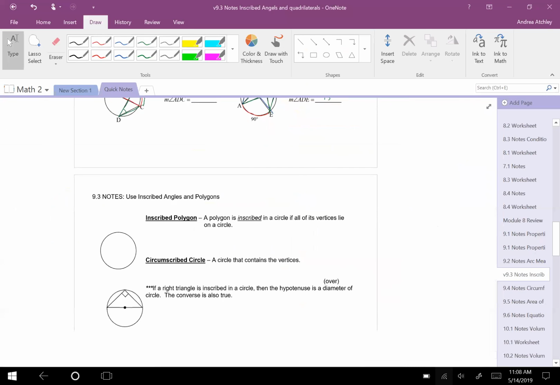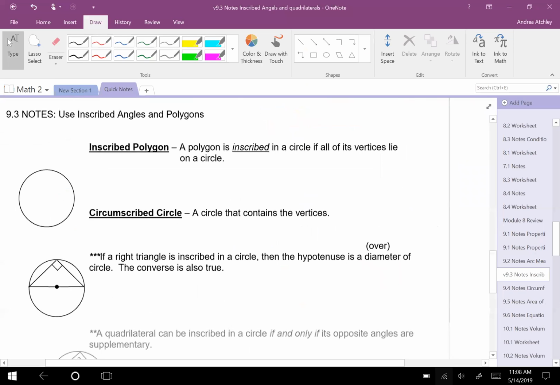Okay, on the back. An inscribed polygon. A polygon is inscribed in a circle if all of its vertices lie on the circle. It's just some vocabulary. A polygon is anything with a bunch of sides. So a hexagon is a polygon. A quadrilateral is a polygon.